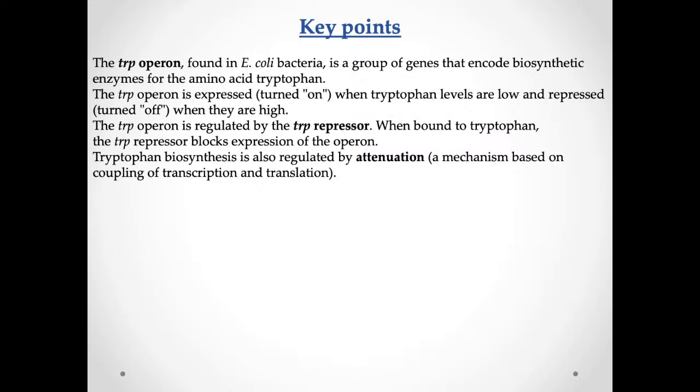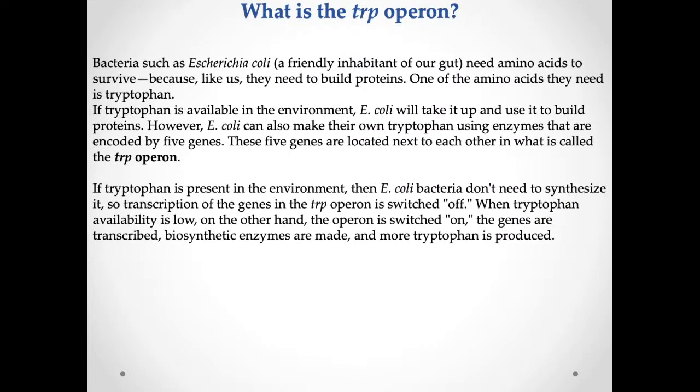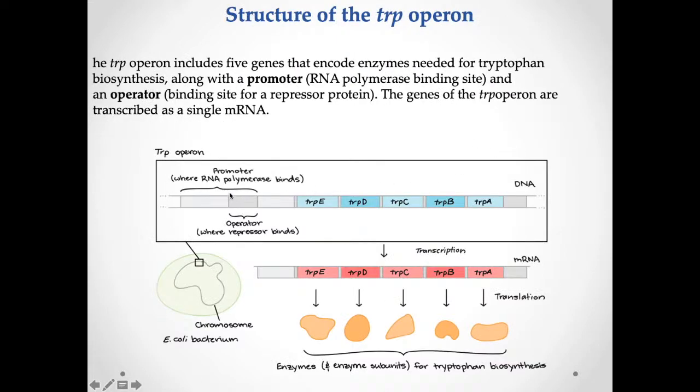Now comes the next part, that is the trp operon system, which is found in E. coli bacteria. It's a group of genes that encode biosynthetic enzymes for the amino acid tryptophan. The trp operon is expressed when tryptophan levels are low and repressed when they're high. The trp operon is regulated by the trp repressor, which, when bound to tryptophan, blocks the expression of the operon. Here we have the promoter region and operator region of E. coli, producing five different genes, trpE, D, C, B, A. Through transcription they produce mRNA, and with translation produce enzymes for tryptophan biosynthesis, five different proteins.